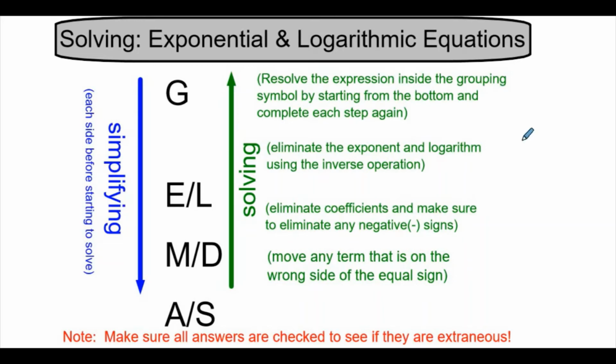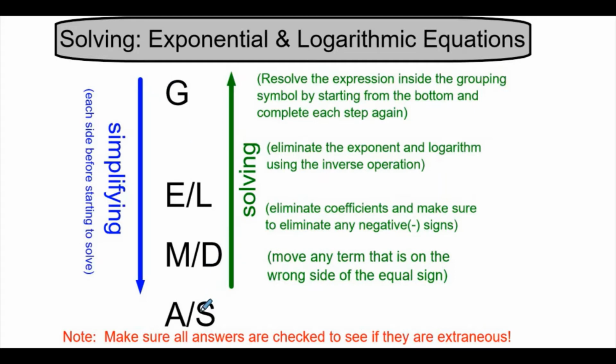In this video, we're going to talk about solving exponential and logarithmic equations, and we're going to be using the order of operations in reverse, just as we have in many other units. So, as you know, when you simplify, you start at the grouping symbol, then you do exponents and logarithms from left to right, multiplication and division from left to right, and addition and subtraction from left to right, but never mixing these steps up and going in this order.